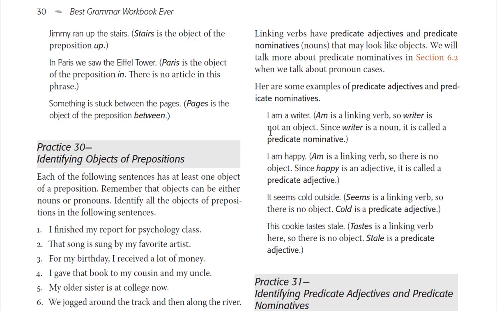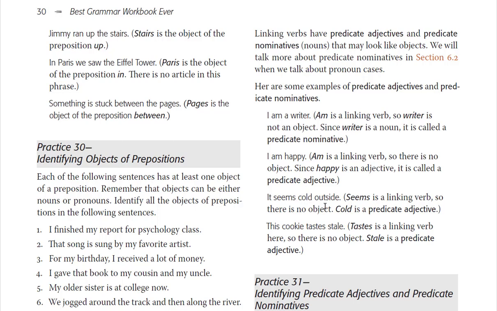Remember, a predicate is anything that comes after the verb. So here you would say predicate nominative because writer is a noun. A noun is a person, place, or thing. Happy comes after the verb, and happy modifies a noun. Anything after the verb is a predicate, so this is known as a predicate adjective.